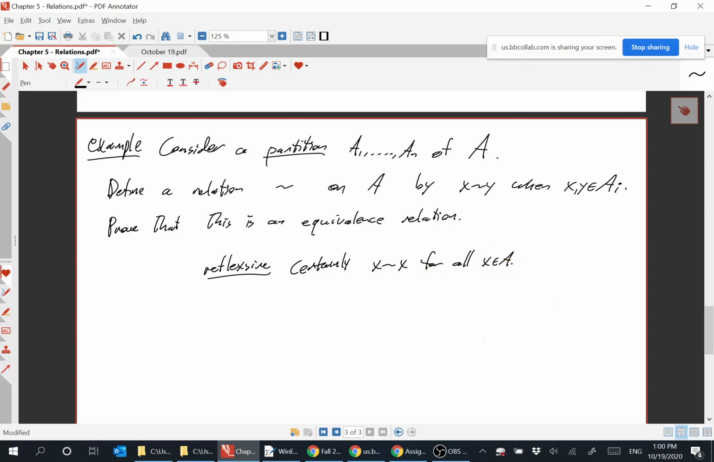There's nothing to be said really. X is related to x for all x in A, because x and x have to be in the same block, because x is itself. Symmetric.